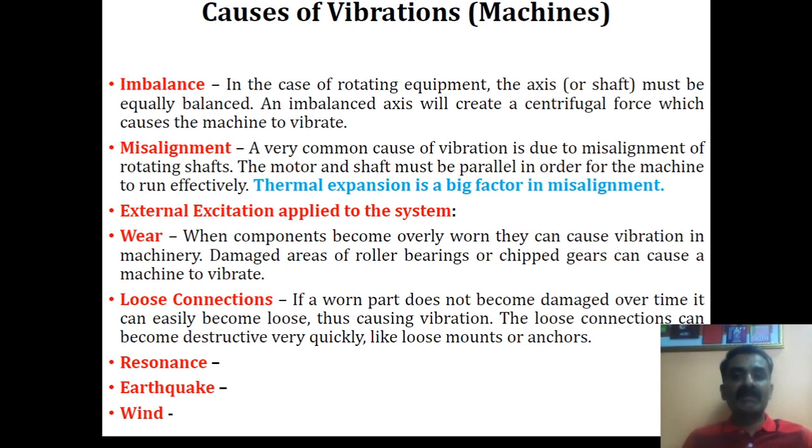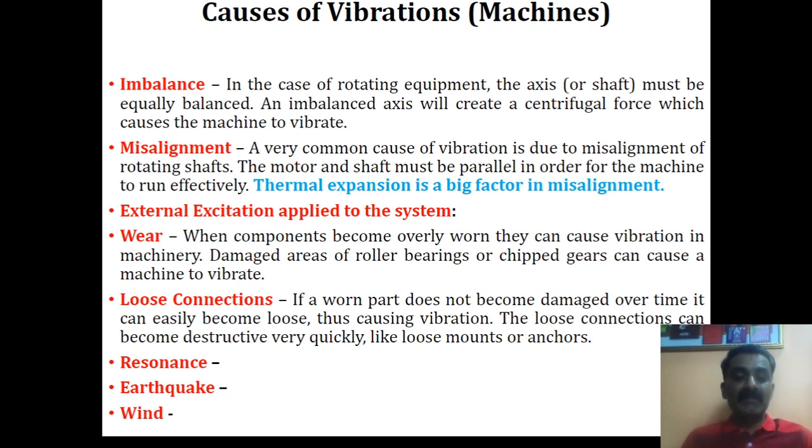What are the causes of vibration? Why does vibration take place? The first is imbalance. Rotating equipment's shaft must be equally balanced. If some imbalance is created, it leads to centrifugal force, and that is one of the reasons for vibration. Misalignment: the misalignment of rotating shafts creates vibration, and generally thermal expansion is a big factor for misalignment.